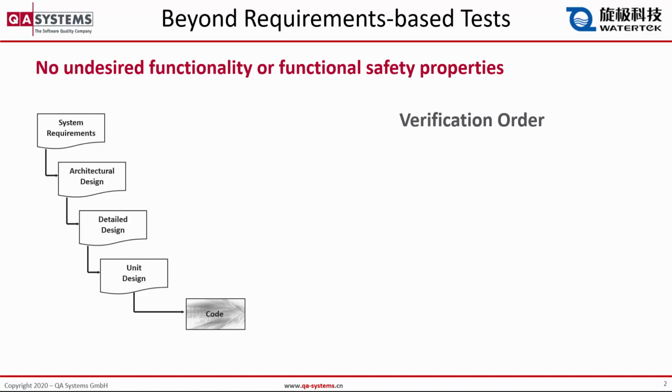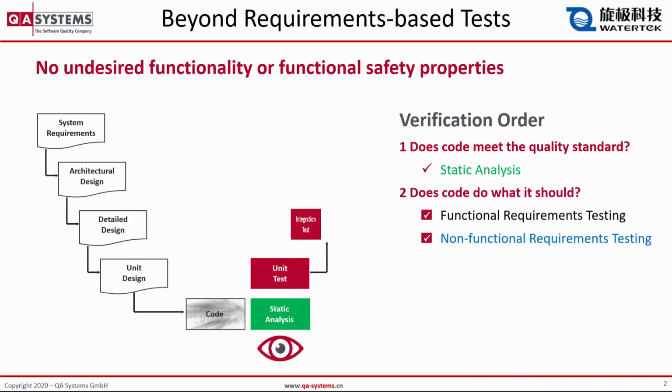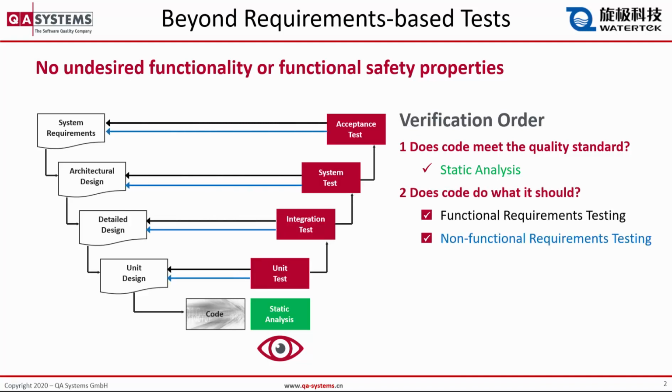we can consider a verification order. The first thing we look to do is some form of static analysis to see that the code we are writing meets the quality standard. In most cases, this will be MISRA compliance. After that, you will be looking at does the code do what it should do. This is the functional requirements-based testing and non-functional requirements testing.